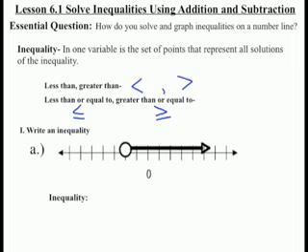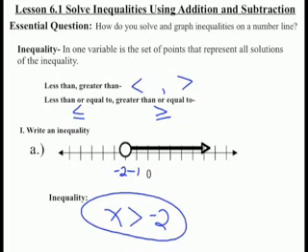Now we have to write an inequality from the given graph. So we number our number line, and we realize that the point starts at -2. And all the numbers are greater than that, so x is greater than -2. It's an open circle, so it is strictly greater than.